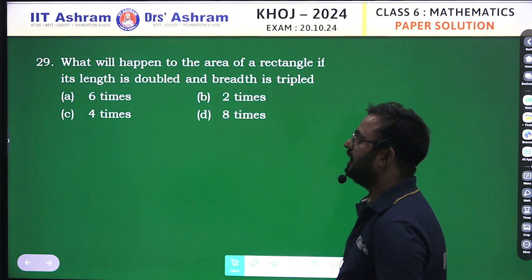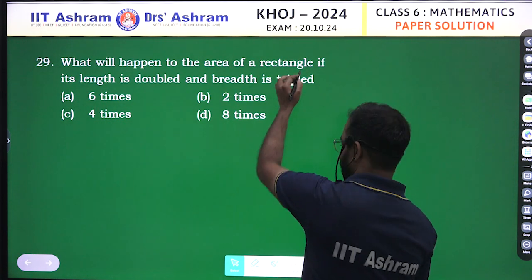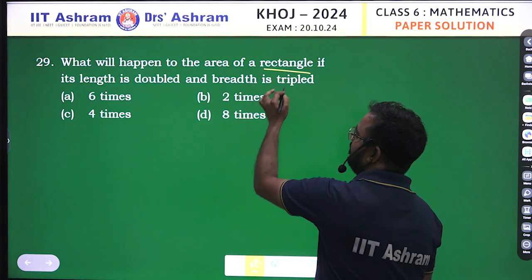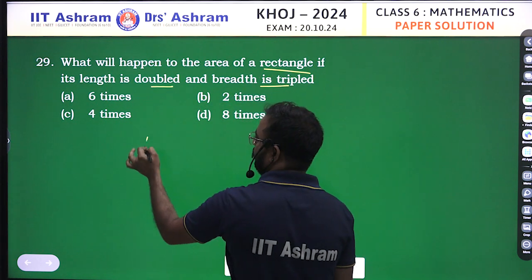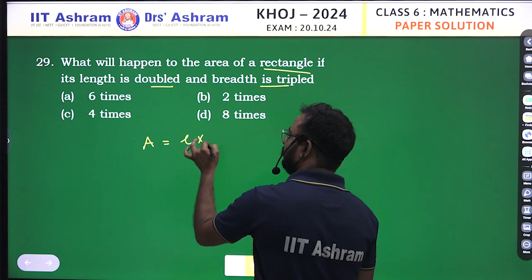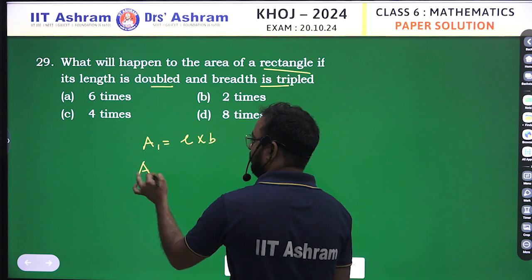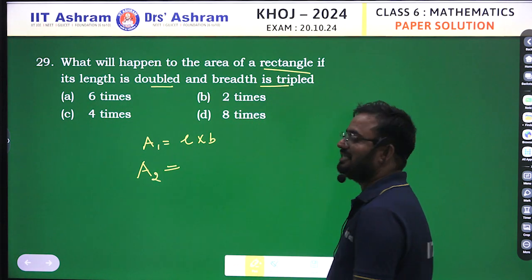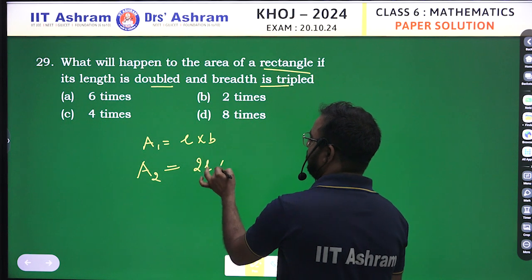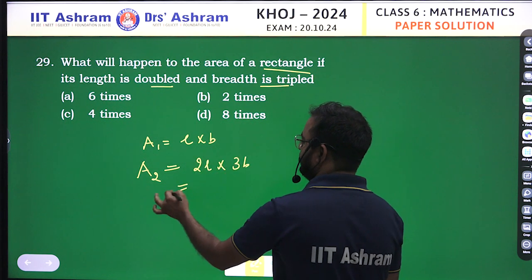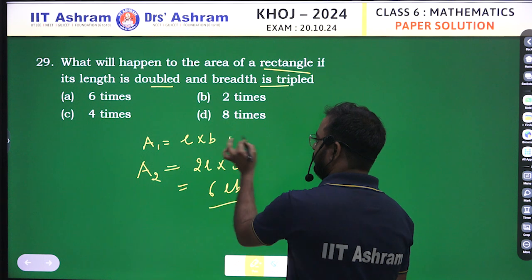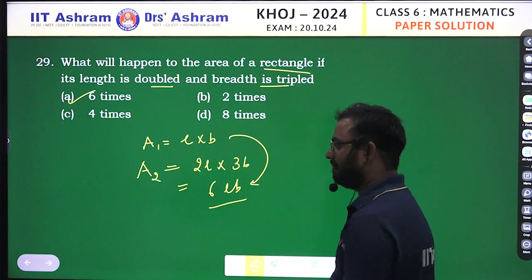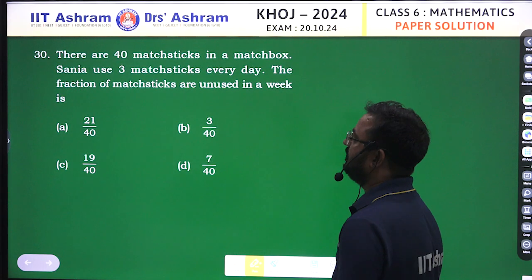Next, question number 29. What will happen to the area of a rectangle if its length is doubled and breadth is tripled? We know that area of a rectangle is L into B. But in the new case, the length is doubled, so 2L. Breadth is tripled, 3B. 6LB. So area becomes 6 times. Option A is the right answer, 6 times.